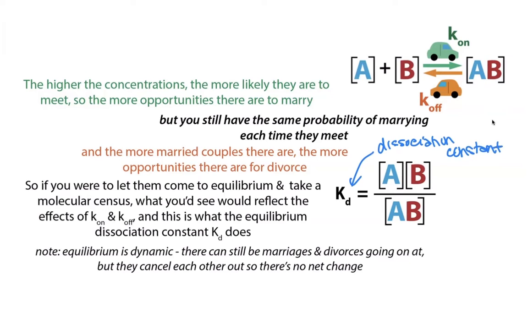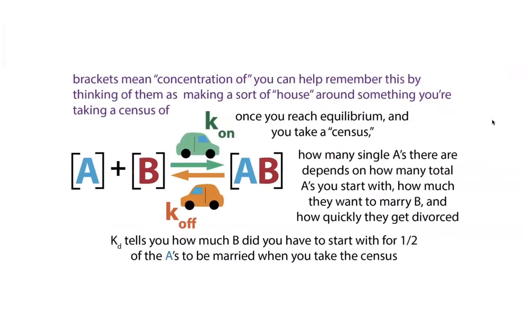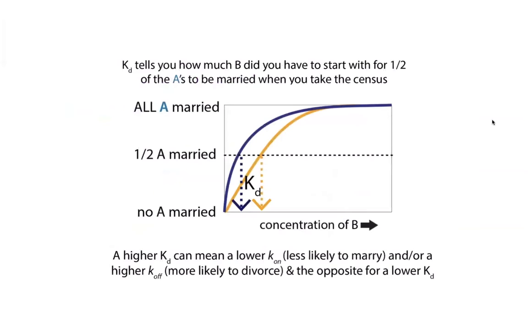our equilibrium reactions in terms of acids and bases and how we could use the law of mass action, or I guess maybe I didn't call it that, but basically we can write this equilibrium constant for any sort of reaction. And this is going to be the equilibrium constant in the reverse direction of how we have it written above. And again, I'll show you this in a minute. But for now, just know that we take this molecular census, and what it boils down to is that the KD is going to tell us how much B we had to start with for half of the A's to be married when we take that census.